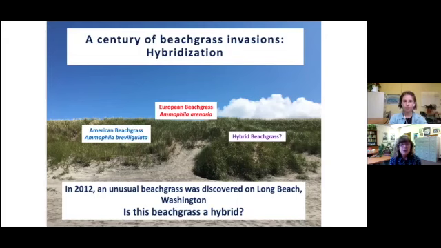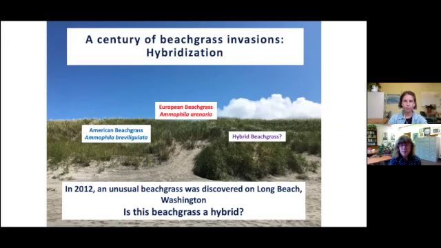And so in 2012, so 10 years ago, we found this very unusual beach grass on Long Beach, Washington. And you can see a picture here of the American beach grass on the left, Ammophila arenaria, which is near the top of the dune in the middle, and then this hybrid beach grass, which is on the right. And you can see this huge lump of grass, and that is actually the hybrid.